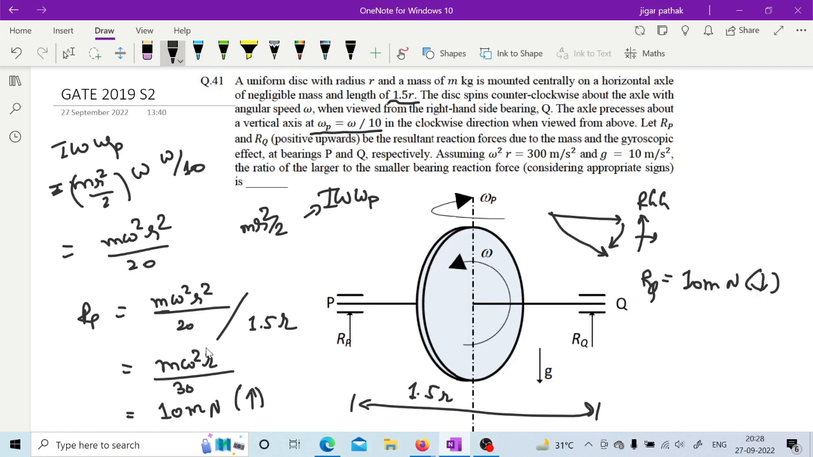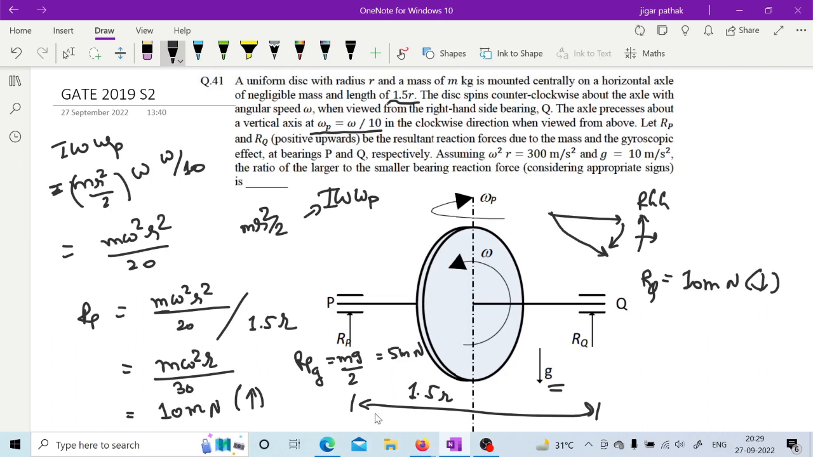Now reaction force at P due to gravity will also be there, right? G is given, so due to gravity also there will be some reaction force because this mg is acting downwards, so there will be this reaction force which is acting upward, right? So mg by 2 due to this gravity, so I am writing Rp due to this gravity. So Rp due to gravity will be mg by 2, and g is given as 10, so it is nothing but 5 m Newton, right?